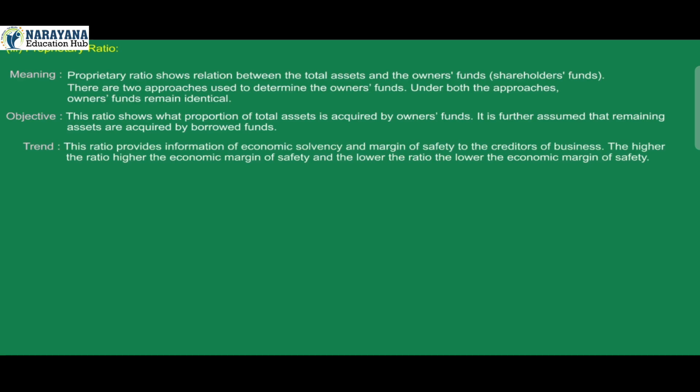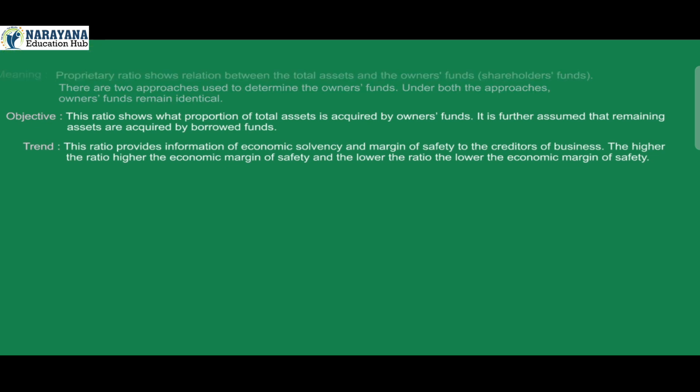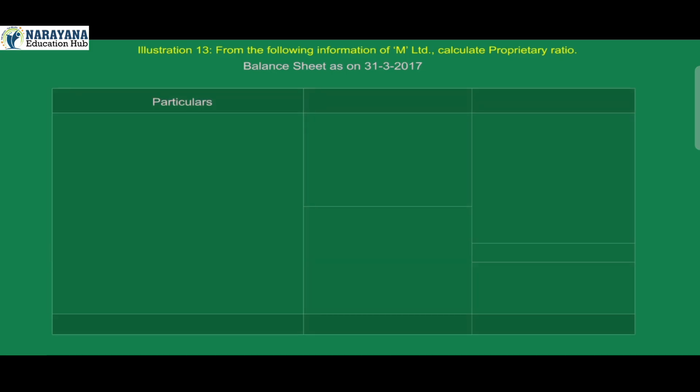The higher the ratio, the higher the economic margin of safety, and the lower the ratio, the lower the economic margin of safety. Illustration 13. From the following information of M Limited, calculate proprietary ratio. Balance sheet as on 31st March 2017. Particulars, Amount. Number 1. Equity and liabilities.